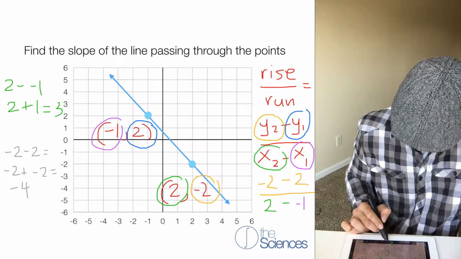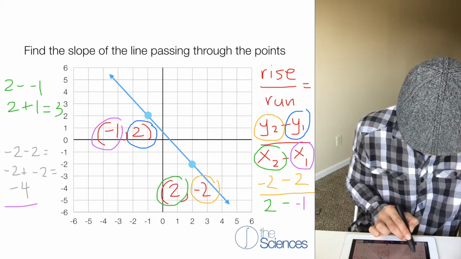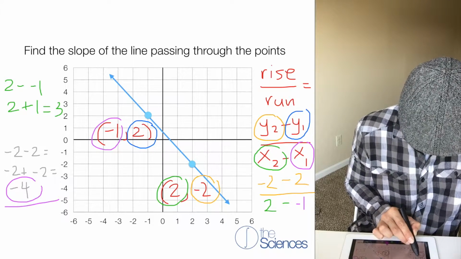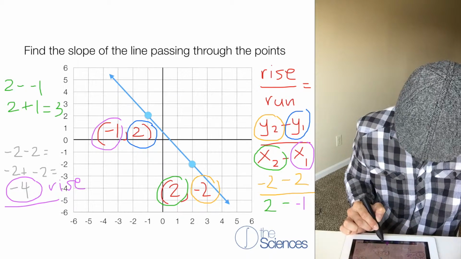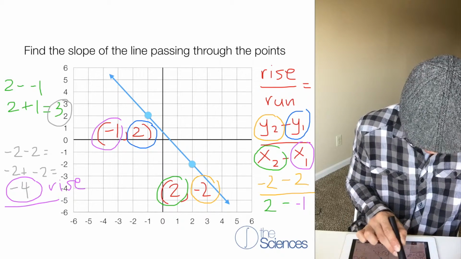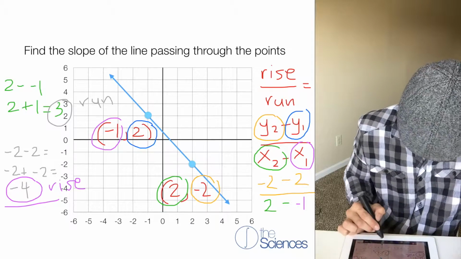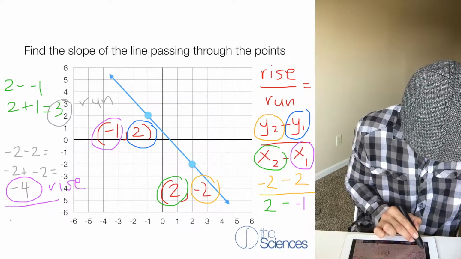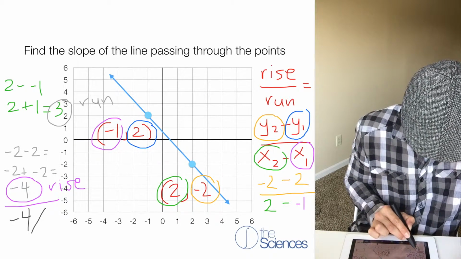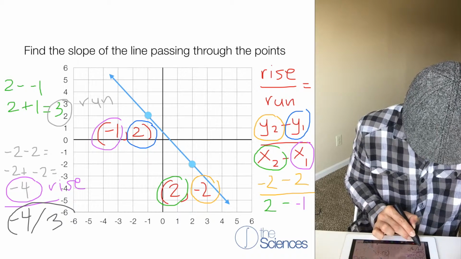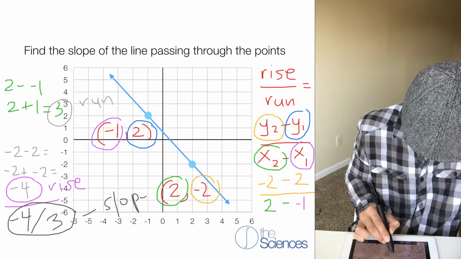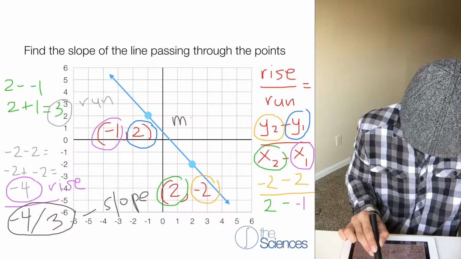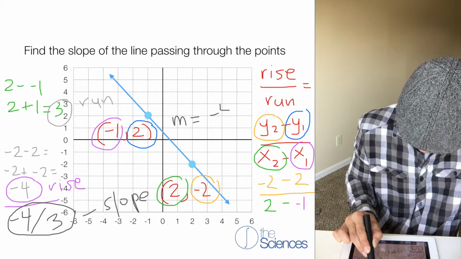So our slope is this rise over this run. So it would be -4 over 3. So that's our slope. m equals -4 over 3.